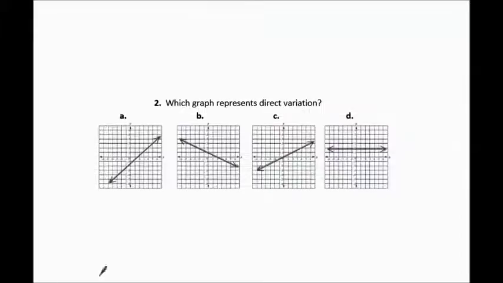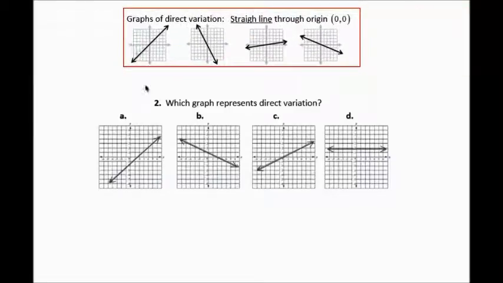The next problem, which graph represents direct variation? Well, let's look at our notes. The top part of your notes says that for graphs of direct variation, it should be a straight line, not curved, through the origin. That is a center point. As you notice, they all go through the center, origin, 0, 0.